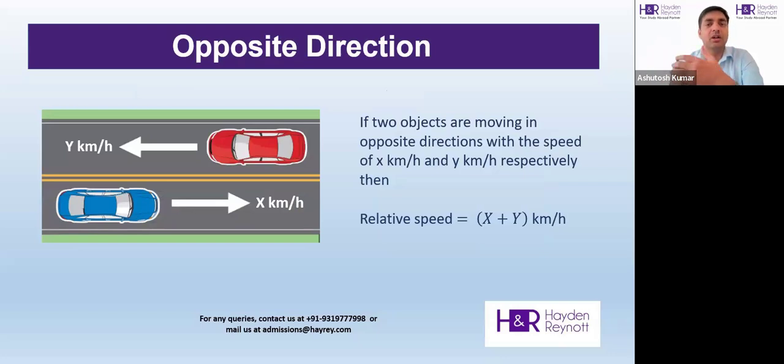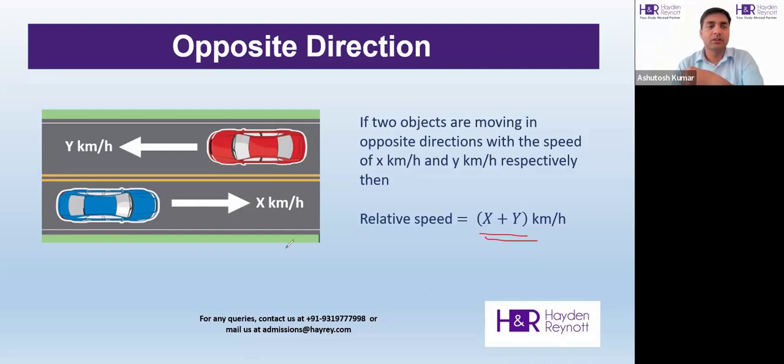Firstly, we'll talk about the opposite directions. For example, there are two cars moving in opposite directions with speeds of x kilometer per hour and y kilometer per hour. In that case, the relative speed of the objects will be x plus y kilometer per hour. This means we can simply add up the speeds of the two objects to find the relative speed of objects moving in the opposite direction. It means the speed of one object with respect to the other.